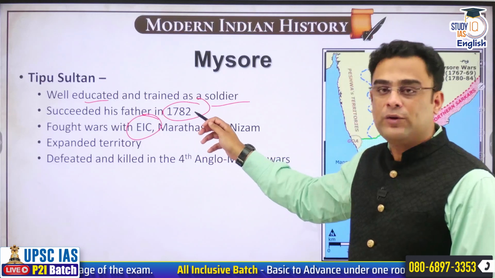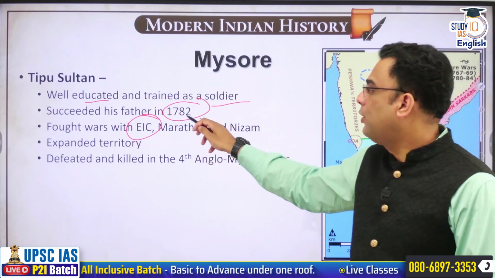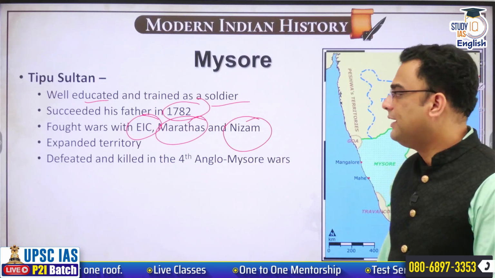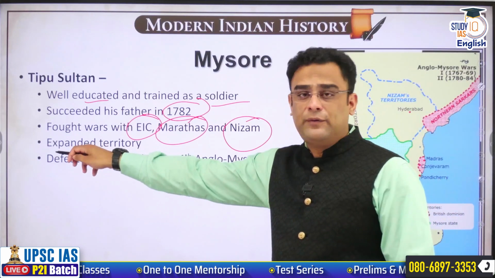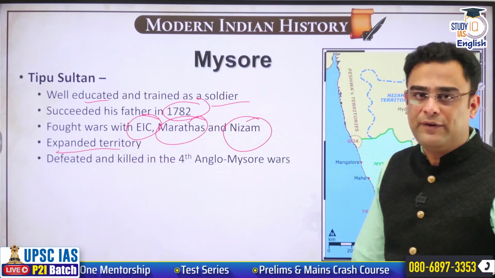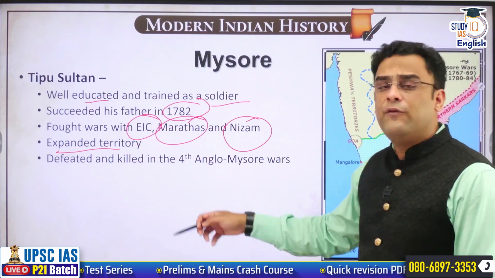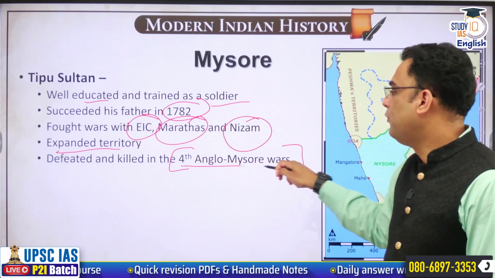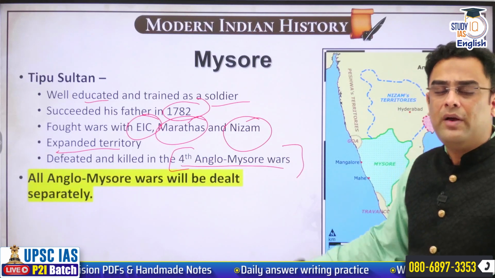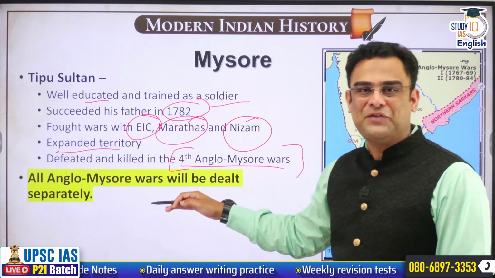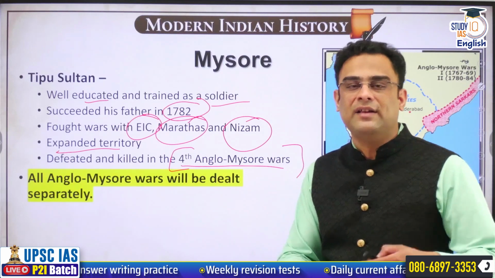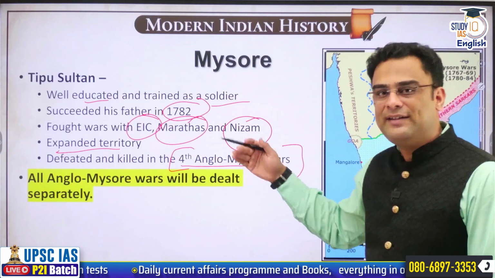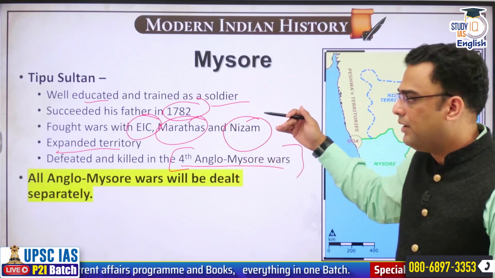So till 1784 he will fight against the EIC, and along with that, time and again he will fight with the Marathas as well as the Nizam. He successfully expanded territory in many different directions, and finally the Britishers will get rid of him in the Fourth Anglo-Mysore War. I'm consciously not getting into the discussion of these wars because that requires a completely different flow and treatment. So we are going to see that subsequently. You don't worry about that.